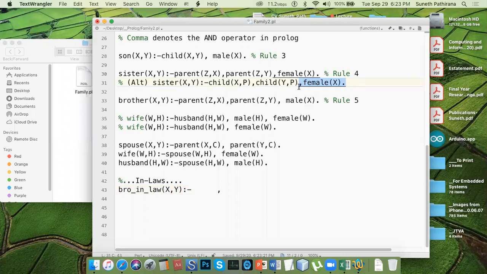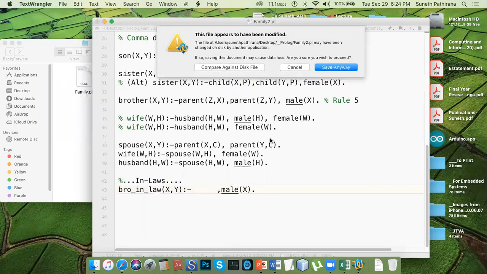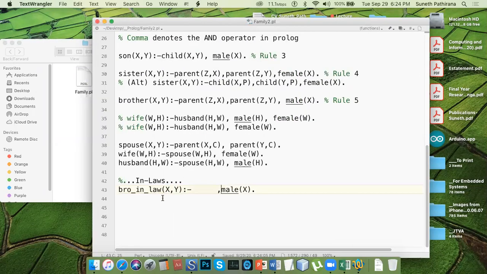X must be a male person. Gender of the X is clear, because brother-in-law means he's a brother-in-law, whatever the relationship is, he's a brother, so he must be a male person.